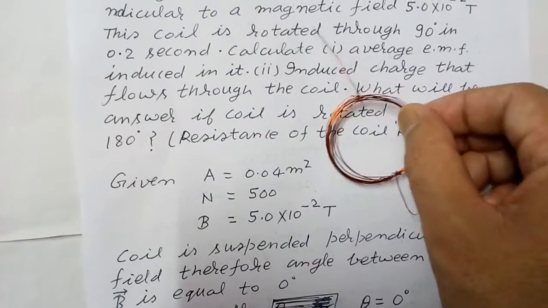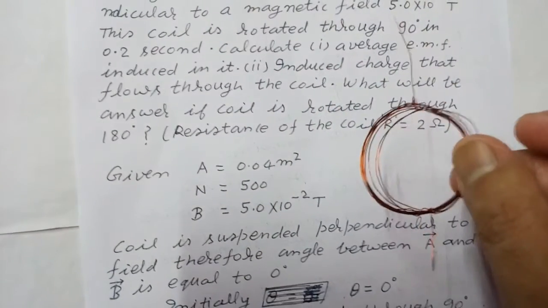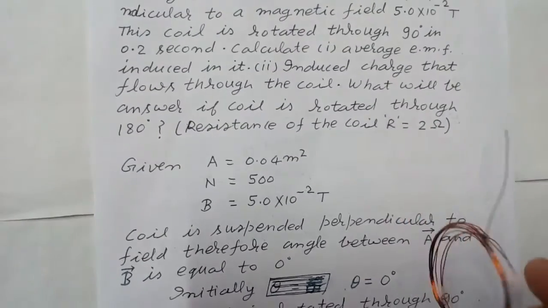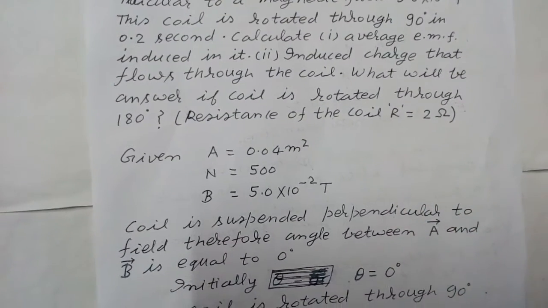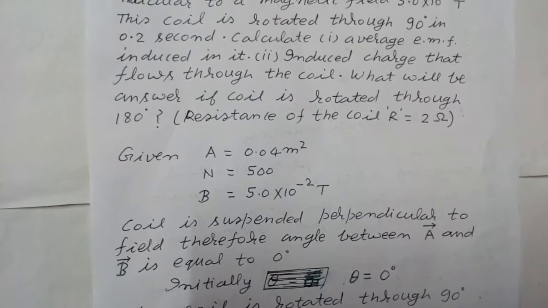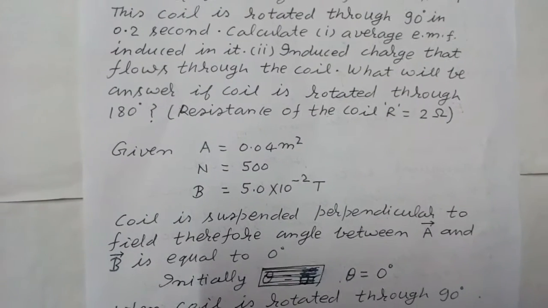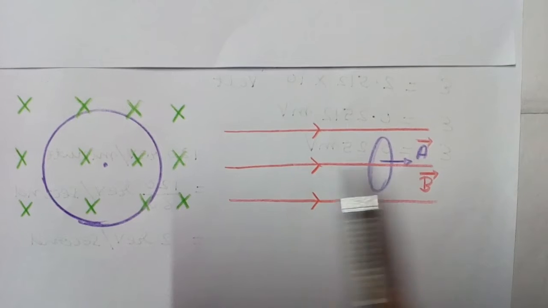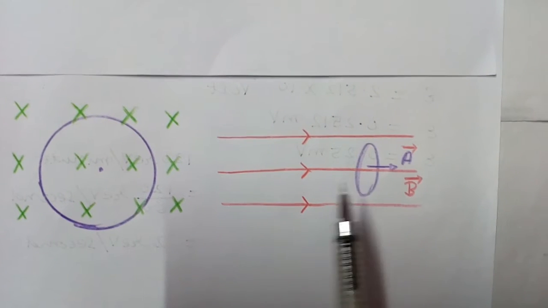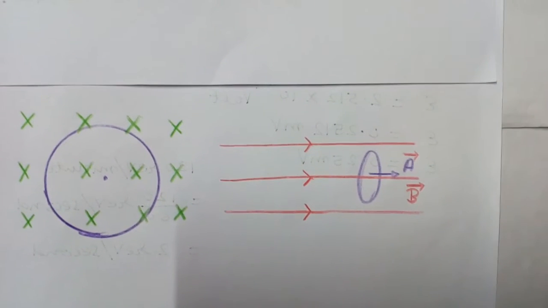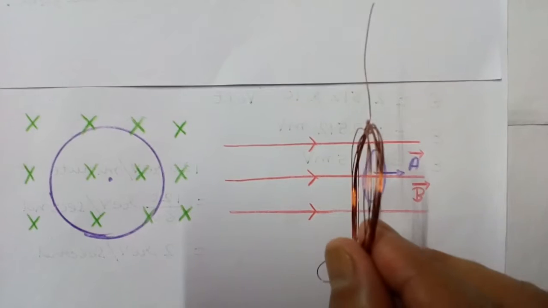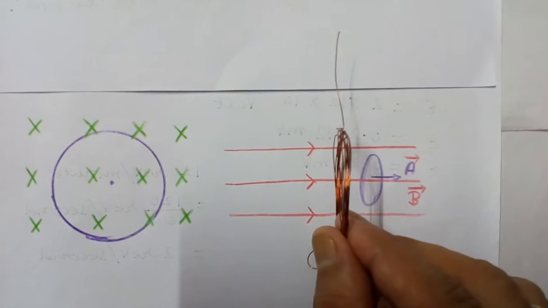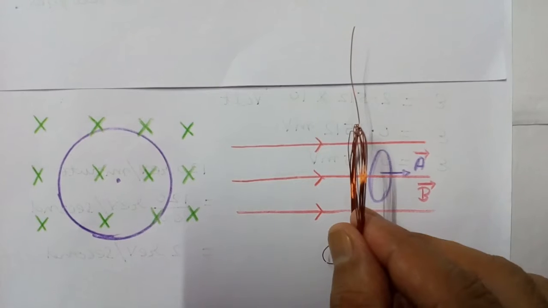So here A is given 0.04 meter square and number of turns 500 and magnetic field perpendicular to which this coil is suspended is 5.0 into 10 power minus 2 Tesla. Now suppose magnetic field is parallel to the plane of the paper and from left hand side to right hand side. Then when we suspend this coil perpendicular to magnetic field, like this, then area of the coil will make angle 0 degree with magnetic field B.